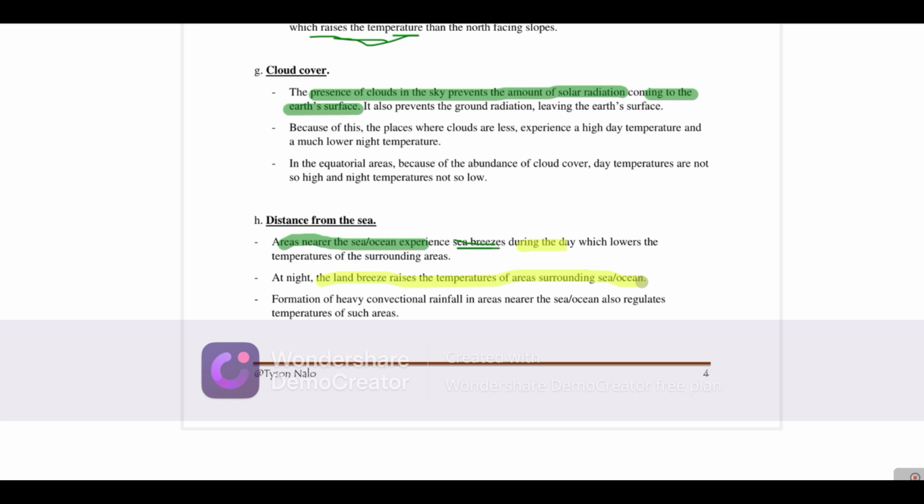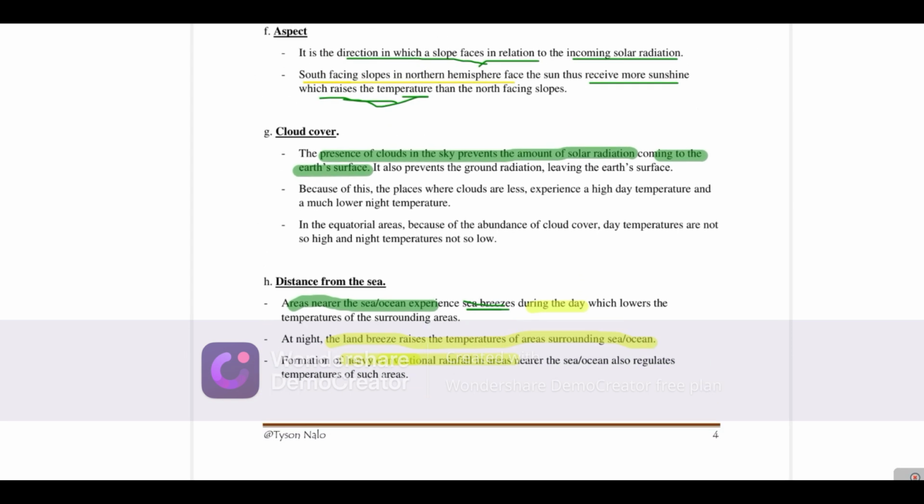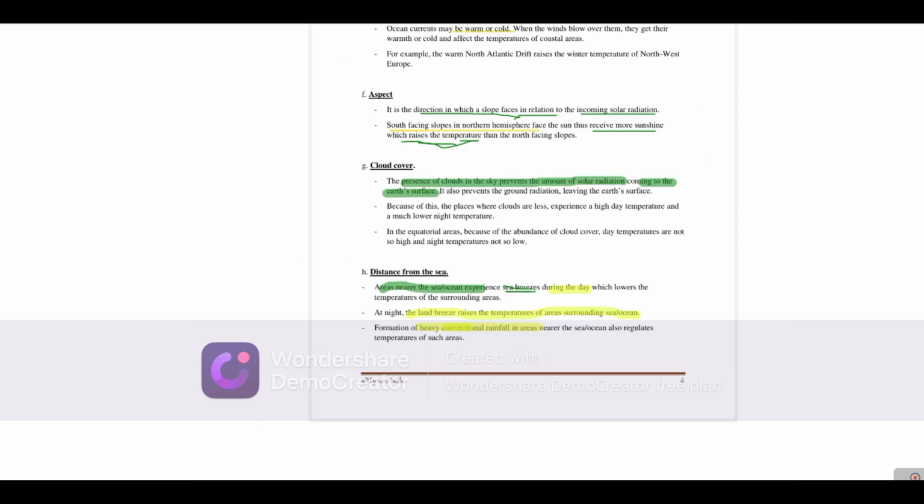When you talk about heavy convectional rainfall, then we are talking about the regulation of temperature and convectional currents. I think we just looked at the convectional currents, something that leads to the formation of convectional rainfall. That is the distance from the sea and its effect on temperature. So let's now look at another thing.